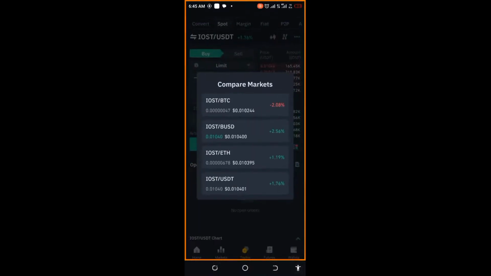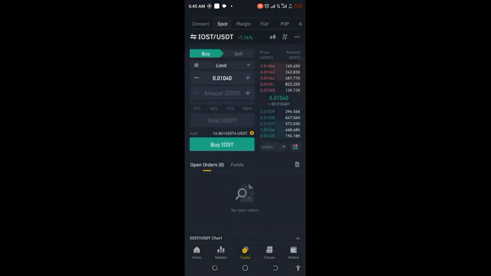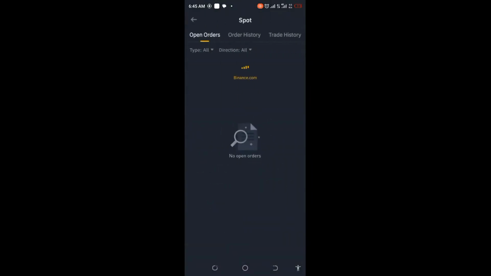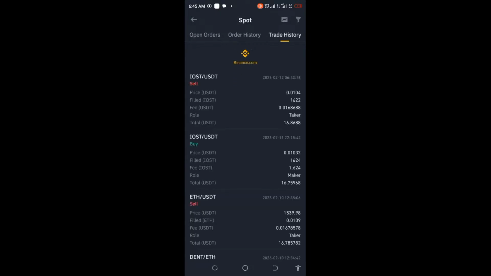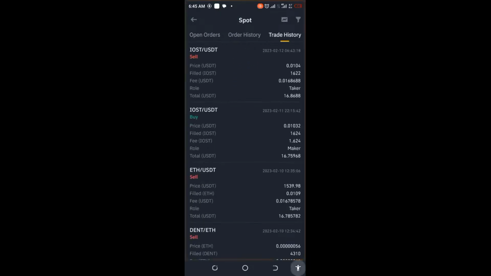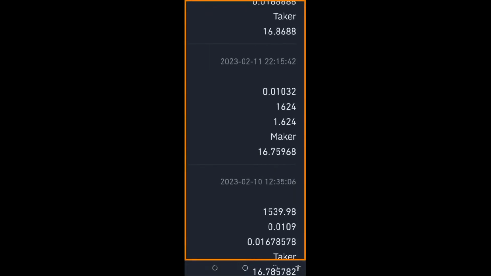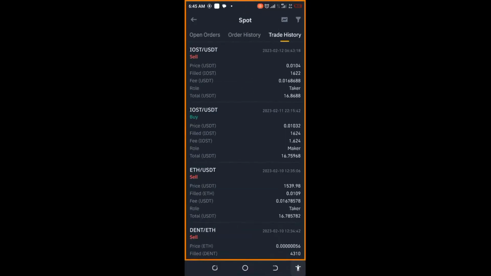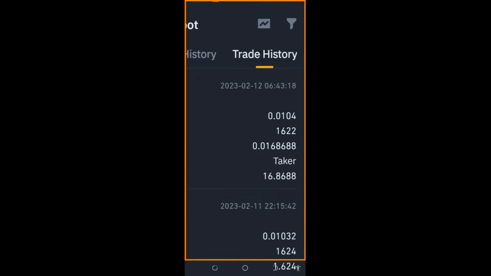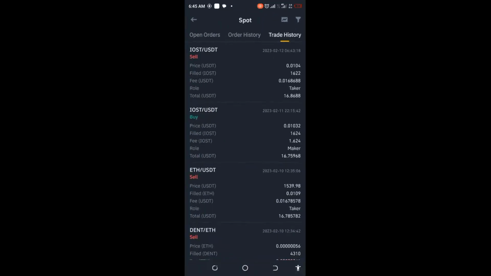Now let's go back and see how much we bought IOST with USDT. Let's see how much that is. Looking at the order book one more time so that you understand the concept of the boomerang strategy. Okay, so we bought it at what price? We bought it at 0.0103. Can you see that? 0.01032. And we sold it at 0.0104. So that's the concept. Get this right.